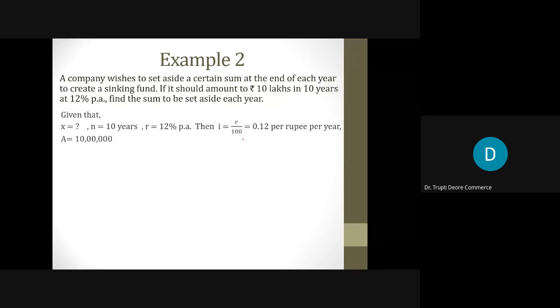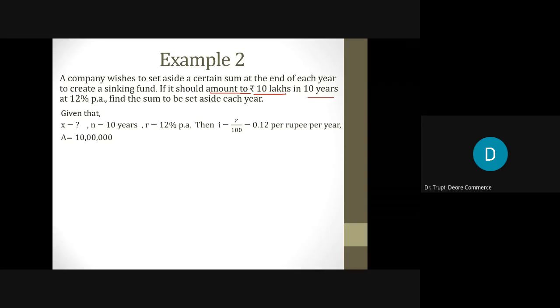Now with this sum, first, what is given? A company wishes to set aside a certain sum at the end of each year to create a sinking fund. If it should amount to, it means after the 10 years, what is the company's target?